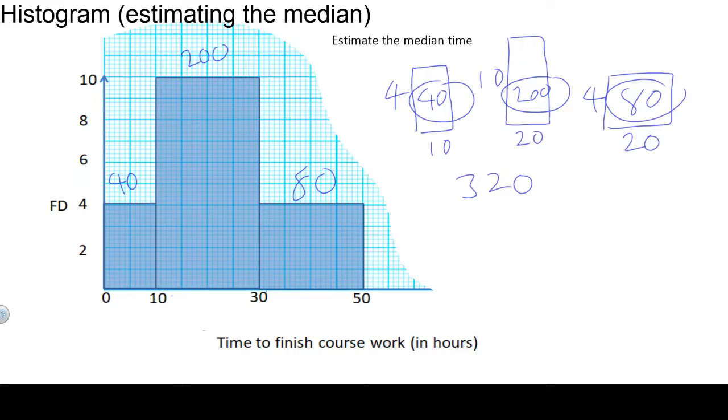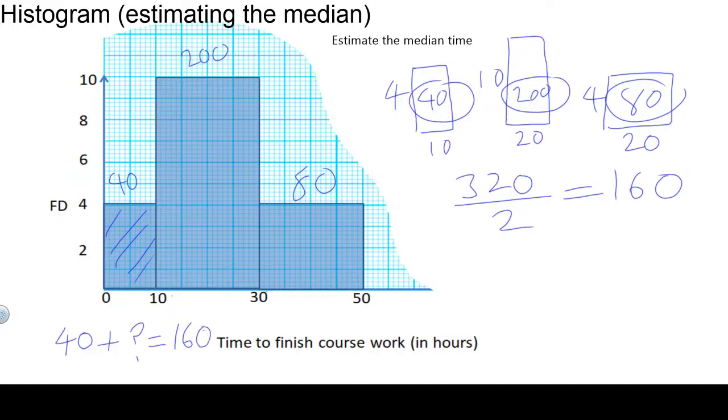So on the way towards getting the median, you need to divide by 2. That gives you 160. I know the first bar is 40 people, plus I need extra people to make up 160. Well, why 160? Well, isn't that what I just worked out over here? So 40 add something to give me 160. Obviously that's going to be 120.